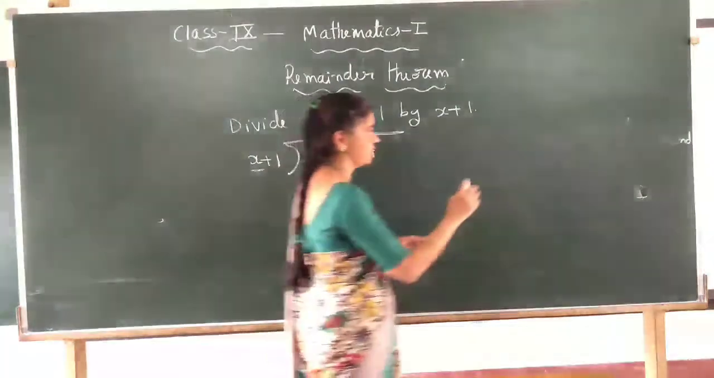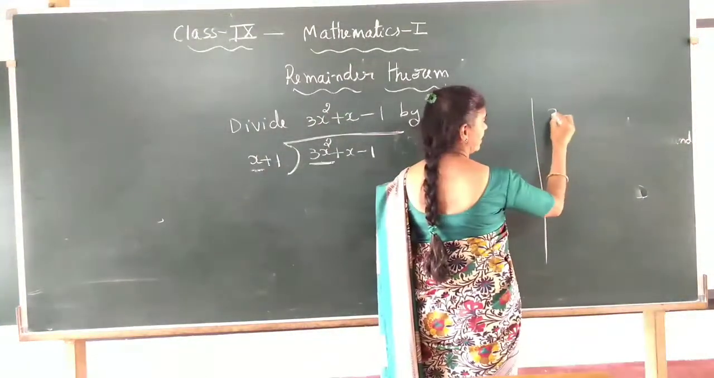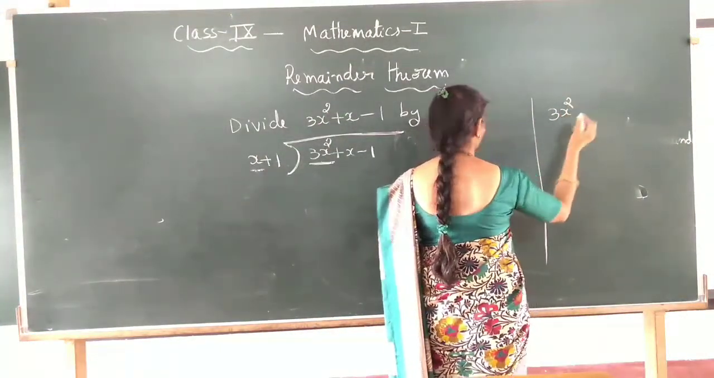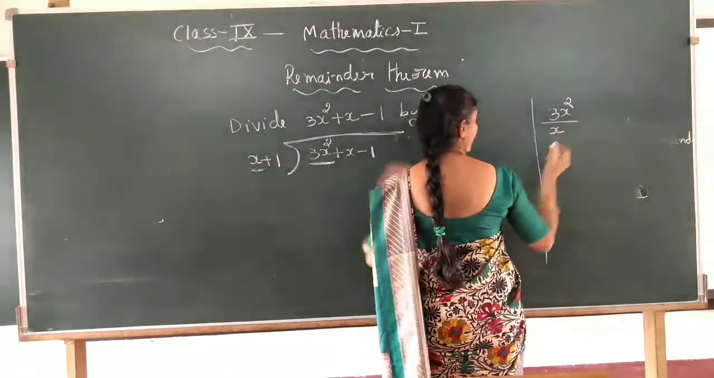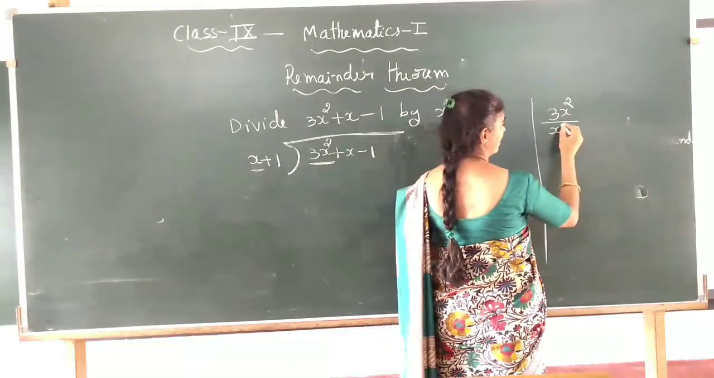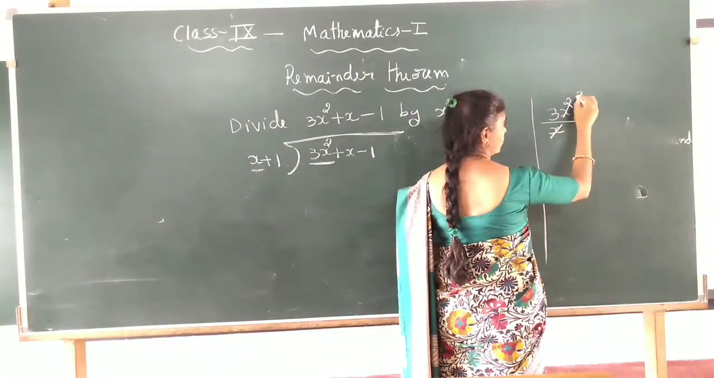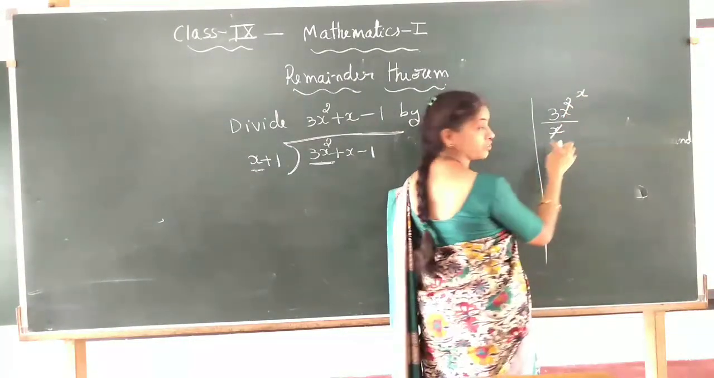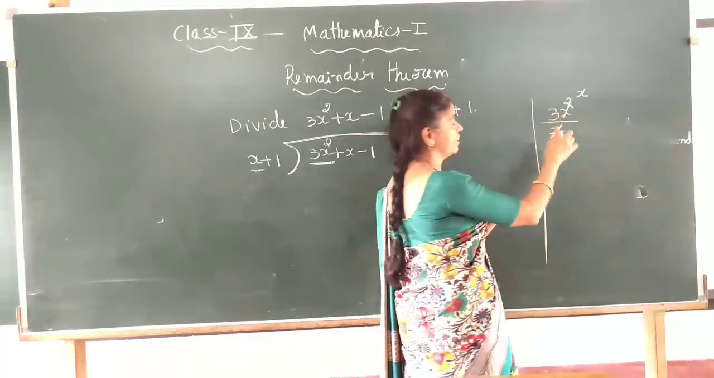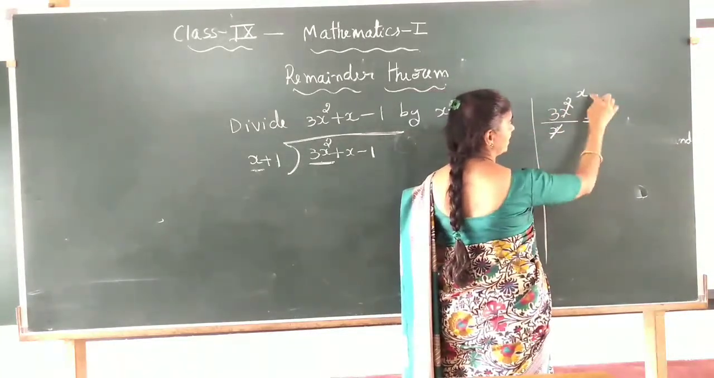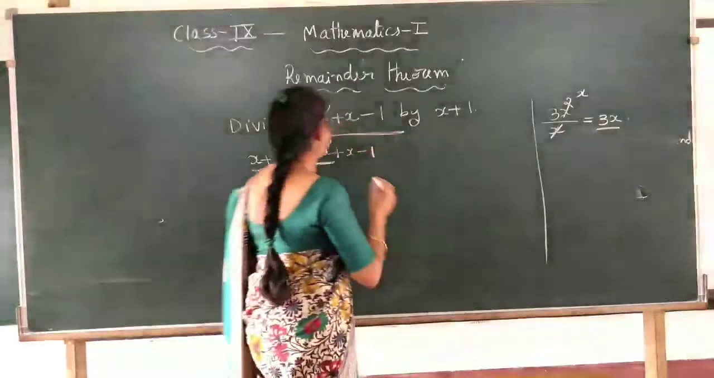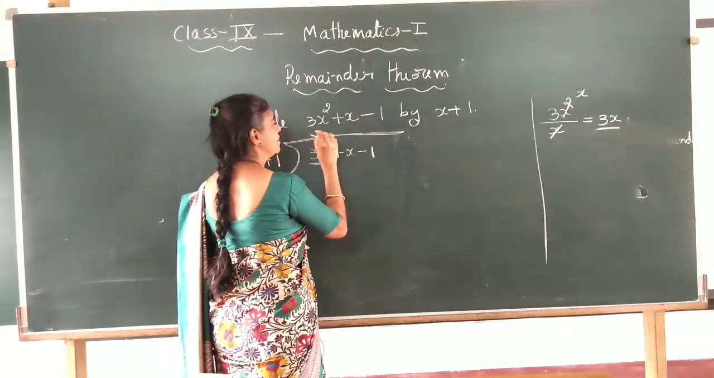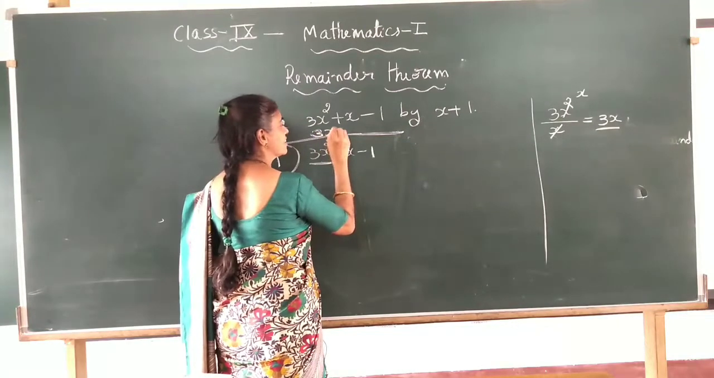Now what you have to do is, 3x square divided by x, you have to take. Okay, x. What will you get? x will cancel, so 1x remaining. When you divide x square by x, you will get x. So 3 is there, so 3 into x. 3x you will get. In the quotient, you have to write 3x.